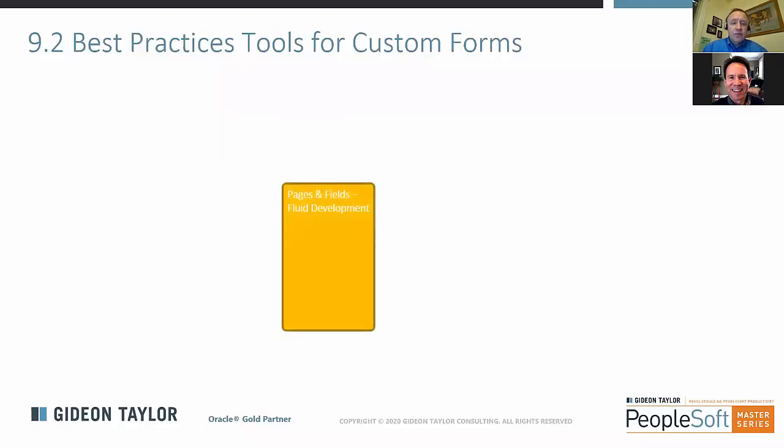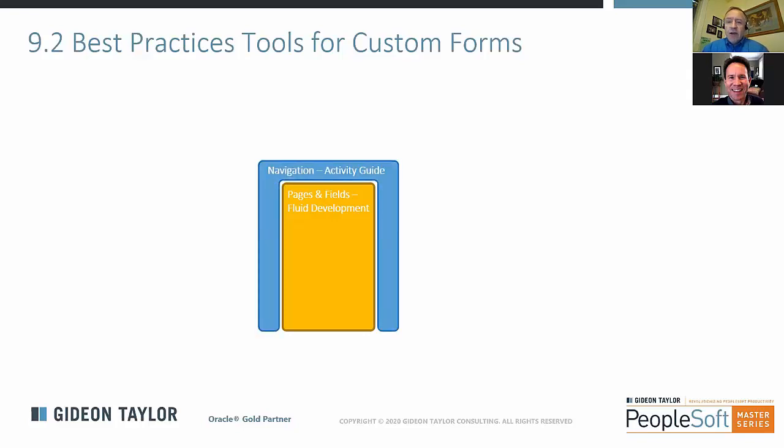So, to build a reasonably robust custom form, there are a few pieces that we need to use. To build pages and fields, there really isn't a better way with delivered tools than just building a fluid page. So you end up doing fluid development in order to put fields on pages and put pages in front of your users. You do, however, have a navigation framework that is configuration based in the activity guide framework, and Oracle continues to invest in activity guides, and activity guides become more and more configurable as we move forward with each PUM release.